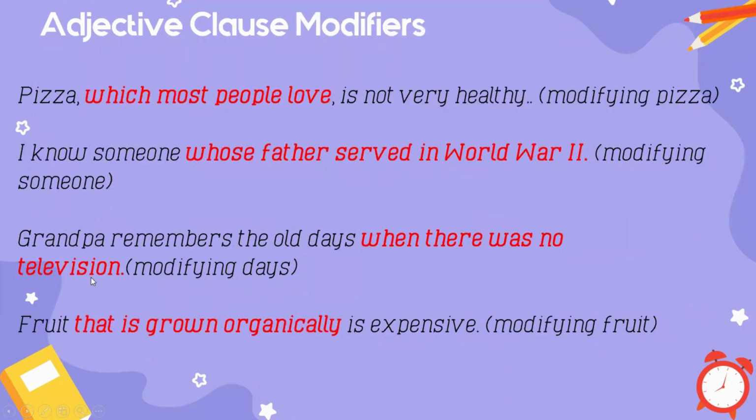Now here, pizza, which most people love, is not very healthy, modifying the subject, pizza. I know someone whose father served in World War II, modifying the direct object, someone. When there was no television, modifying days, which is our direct object once again. And then you have here fruit that is grown organically is expensive, and that adjective clause modifies the subject fruit.